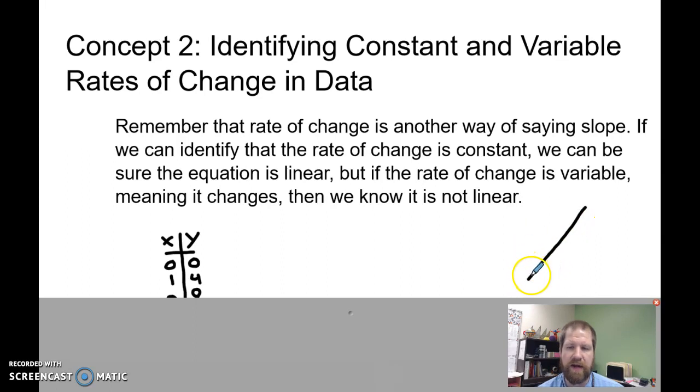Okay? If the rate of change is constant, it's going to continue to increase at the same amount, so it's going to be linear. If it's variable, then we're looking at something that either bends or has breaks in it or has little mountains and valleys, and that's not linear. Okay, our line is curved or broken, so it's not linear.